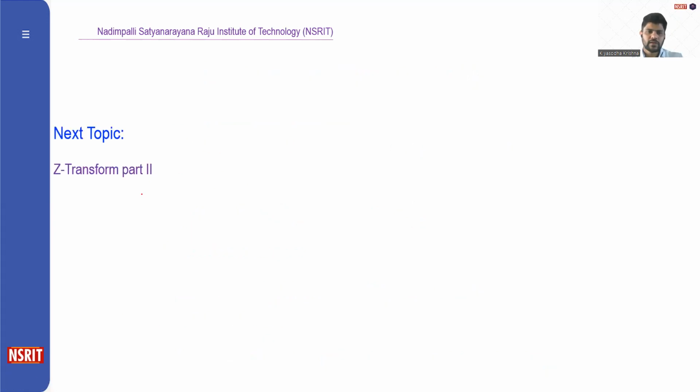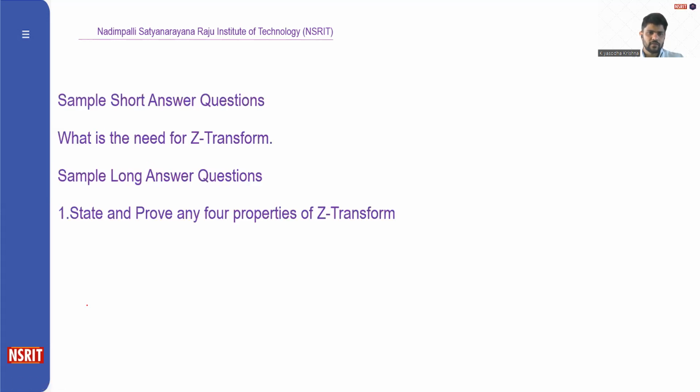Next class we will discuss some other topics regarding the z transform, and then we will simply state and prove any four properties. If they ask for any four properties, then you can happily write the four properties that you know. But if they ask for particular properties, then you should be prepared for those.